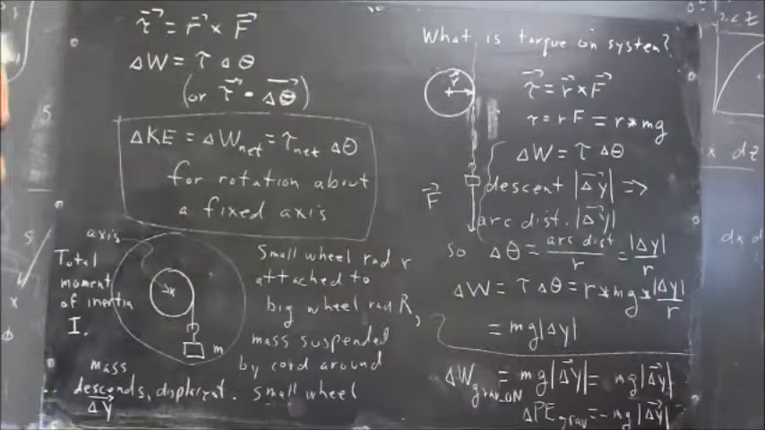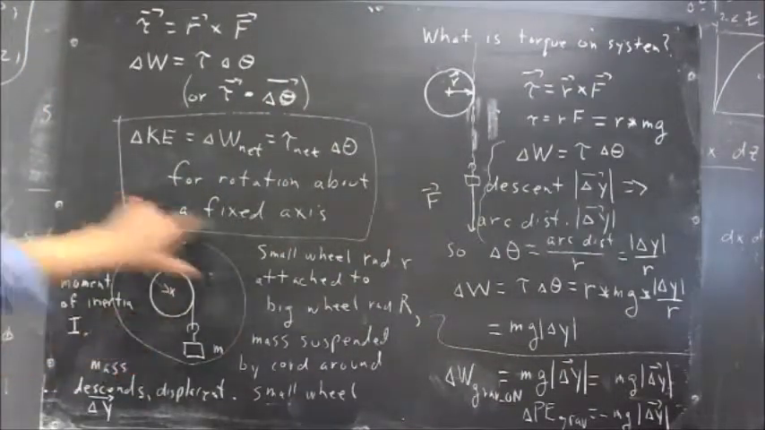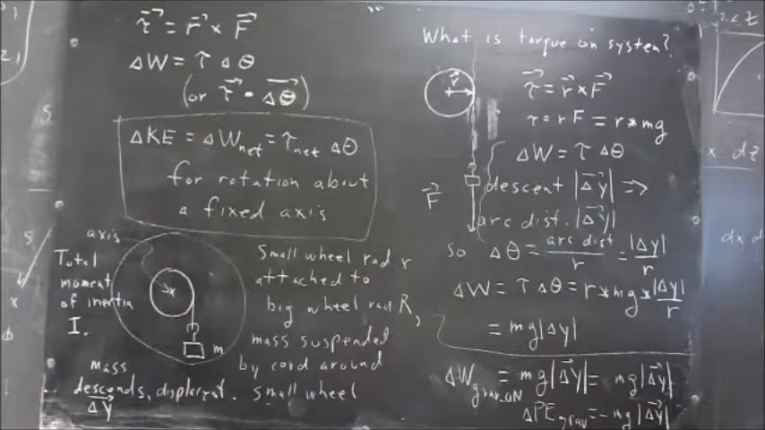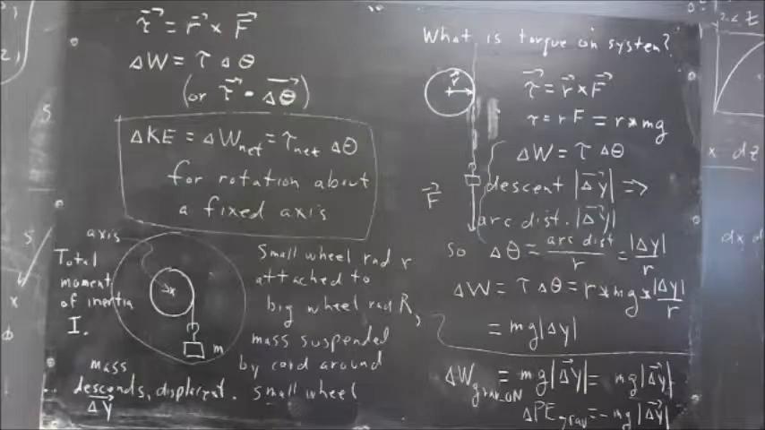Okay, so in any case, what's going on here? We're losing gravitational potential energy. We're gaining rotational potential energy. Okay, we'll go on with this analysis in the next clip.